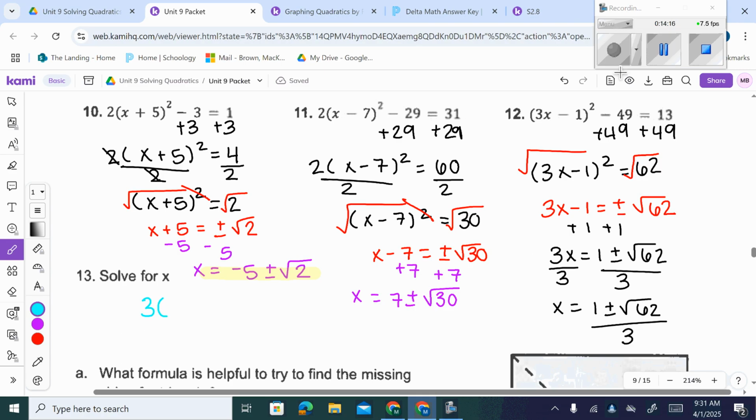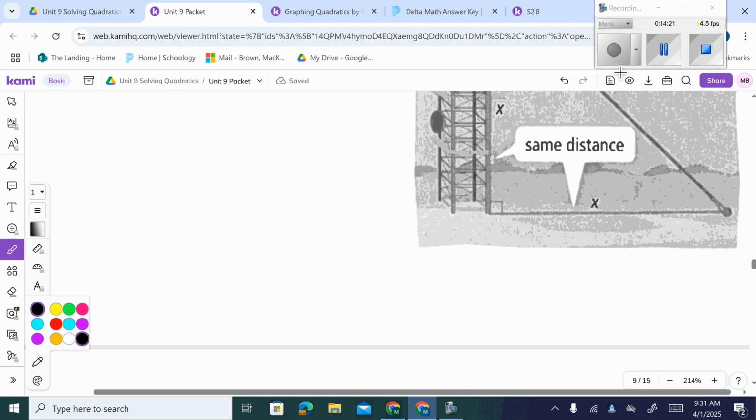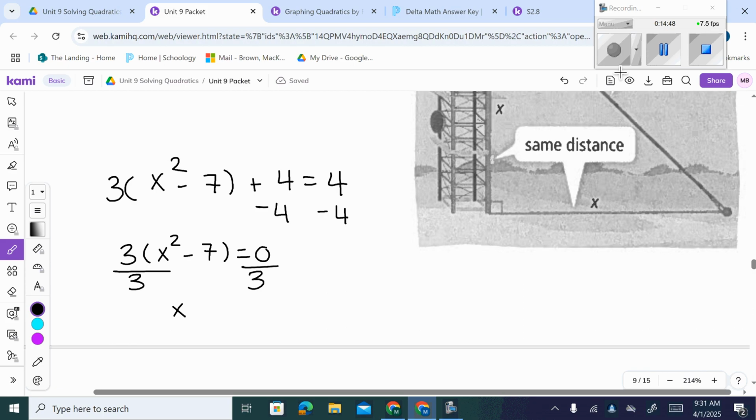3 parentheses. Actually, I'm going to choose a different number. 3 parentheses x squared minus 7 plus 4 equals 4. All right. What would you move first on this? The 4. Okay, you move the 4. 4 minus 4 is 0. Okay, now what would you do? Divide by 3. What's 0 divided by 3? 0. All right, so now this one's a little bit different, but you know how to do it, okay?